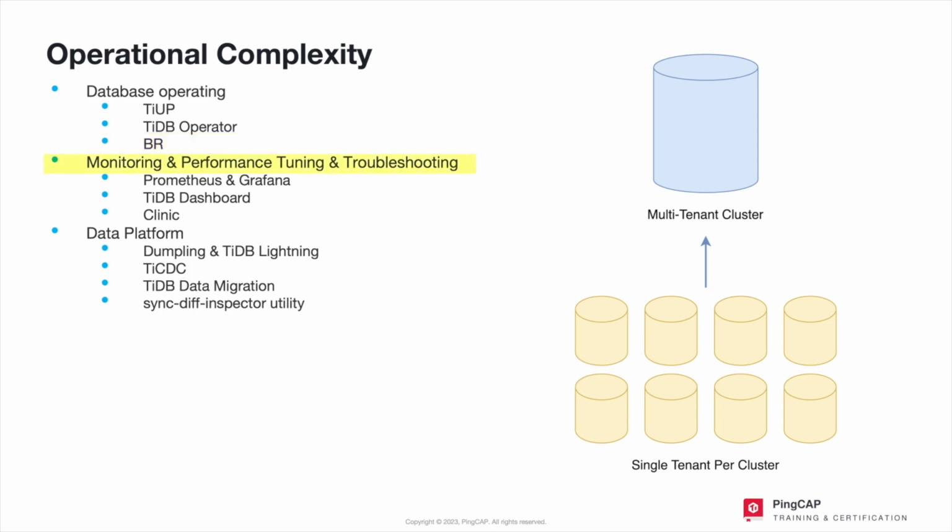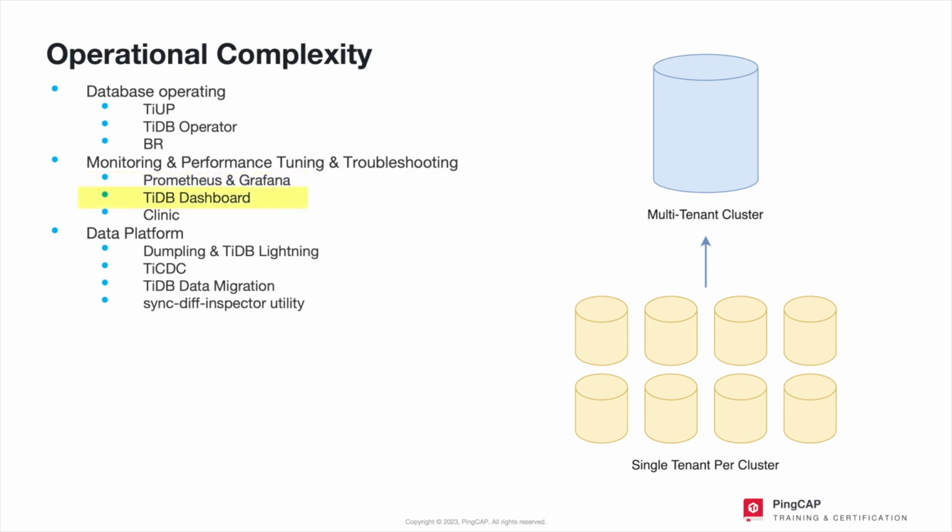Next, we need to monitor our environment to ensure that it is working properly. First, we have Prometheus and Grafana. They're two popular open source tools that are widely used in the monitoring and observability of software applications and systems. They provide a powerful and flexible way to monitor and visualize the performance of TiDB clusters. They allow users to quickly identify and troubleshoot issues and make data-driven decisions about their TiDB clusters.